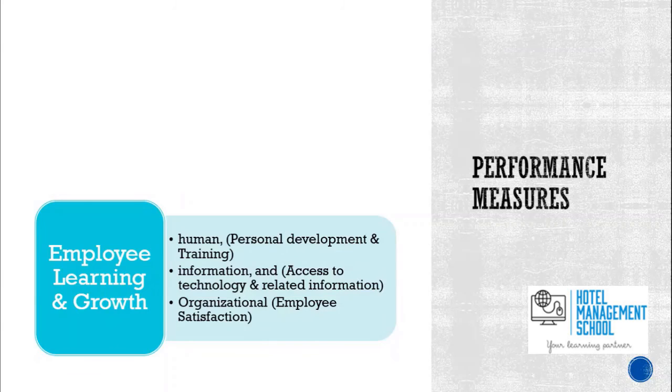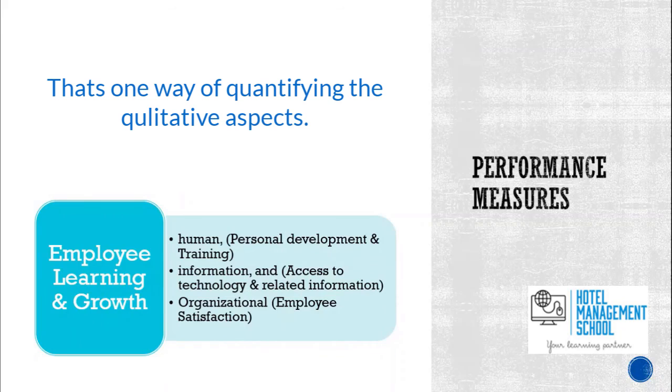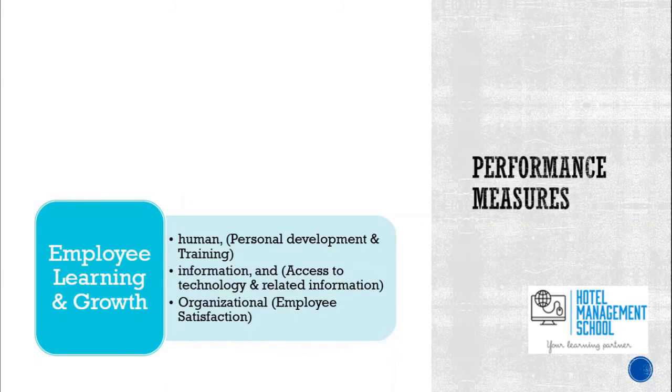Even though you may be doing a 4-hour training or a 10-hour training, if your staff is still not able to do it, it means the training is not effective. Correct? So that's one way of quantifying the qualitative aspects. As I said, every aspect can be quantified one way or another. It's just how you need to understand how they are going to be measured. What is the effect?